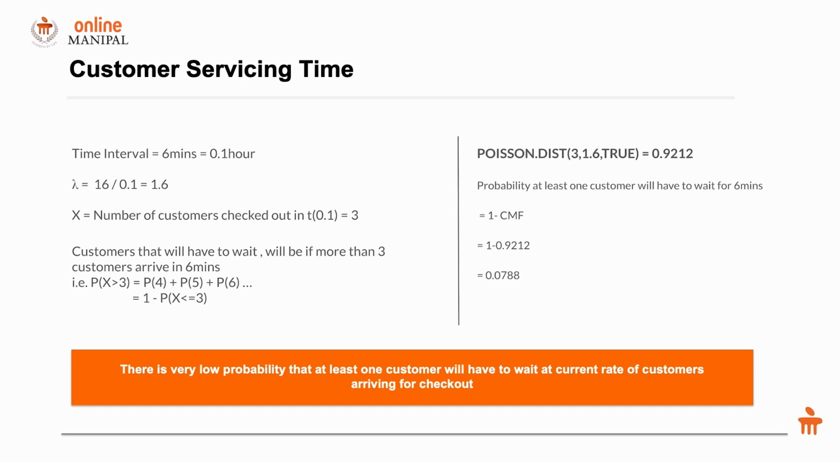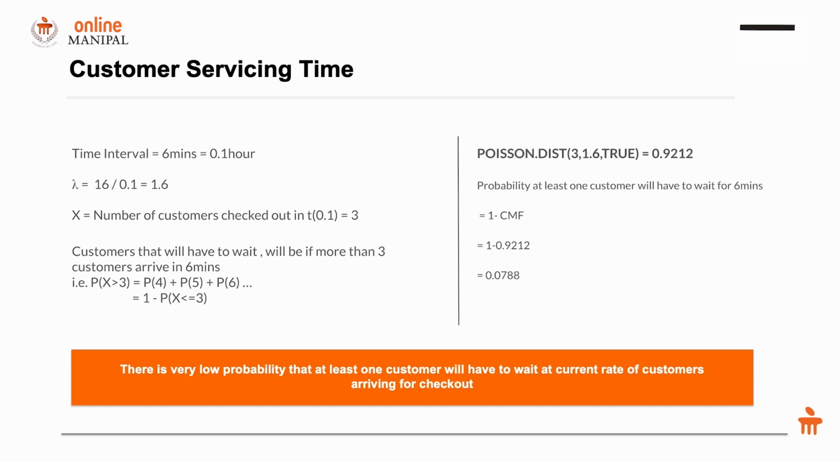What is the number of customers that can check out in this time duration? 3 customers. So the customers that will have to wait in the 6 minutes duration would be if there is a 4th customer, or a 5th, or a 6th, or a 7th, and so on. So basically it is a cumulative probability of 4 plus 5 plus probability of 6, and so on, which is nothing but 1 minus the probability of 3 or fewer customers arriving.